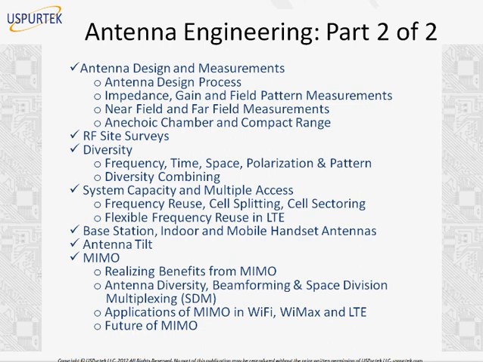After that, we'll move on to talk about base station, indoor, and mobile handset antennas and how they're different from each other. And in particular, a technique used to enhance the performance of an antenna. It's called antenna tilt. And last but not the least, we'll talk about MIMO, and it's the latest in the 4G wireless networks, and how we realize benefits from a MIMO system, like antenna diversity, beam forming, and space division multiplexing. And finally, we'll talk about different applications of MIMO in most of the dominant wireless communication standards like Wi-Fi, WiMAX, and LTE. And where is this MIMO scheme leading us to? What's the future of MIMO?